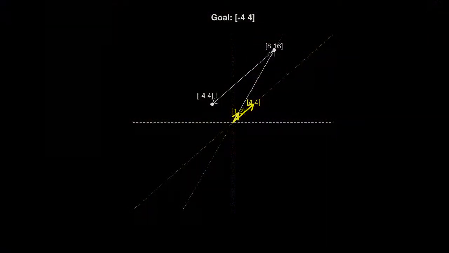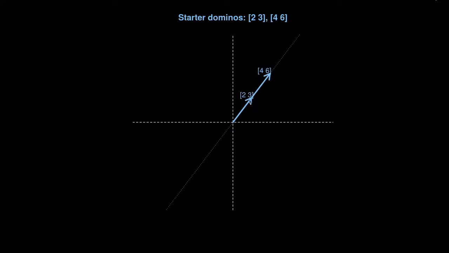Provided the dominoes were yellow, right? All bets were off when we went to the blue case, and here's what the blue case looks like. We started off with 2, 3, and 4, 6. Completely different animal, and you should see at a glance here immediately what the problem is. The problem is that these 2 vectors are pointing in the same direction. I don't mean kind of the same direction, like our 2 yellow ones were kind of northeast. I mean these 2 are exactly on top of each other.